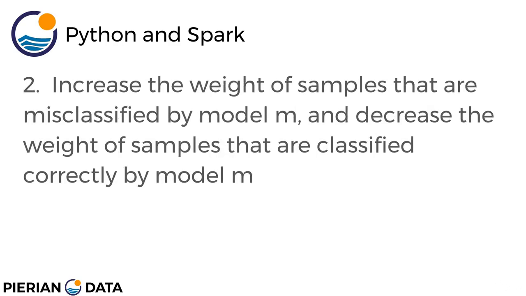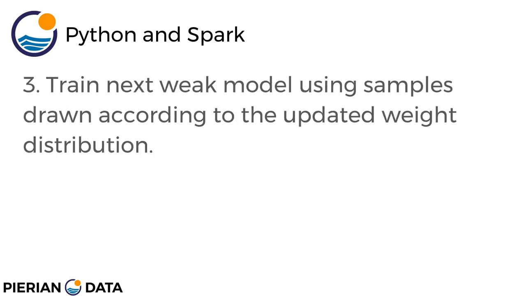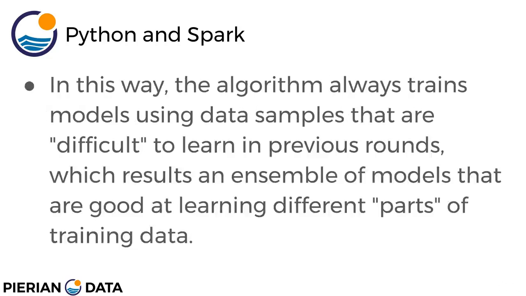And then what we want to do is increase the weight of samples that are misclassified by model M, and decrease the weight of samples that are classified correctly by model M. Then we train the next weak model using samples drawn according to the updated weight distribution. And in this way, basically what we're doing is the algorithm always trains models using data samples that are, quote, difficult to learn in previous rounds, which results in an ensemble of models that are really good at learning different parts of that training data.